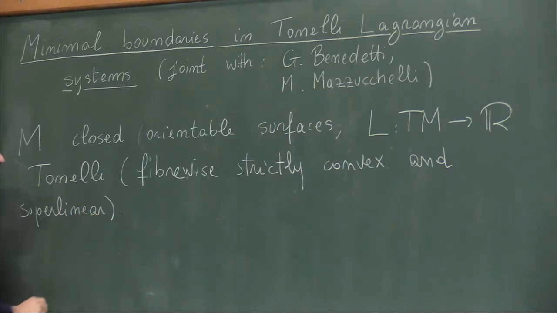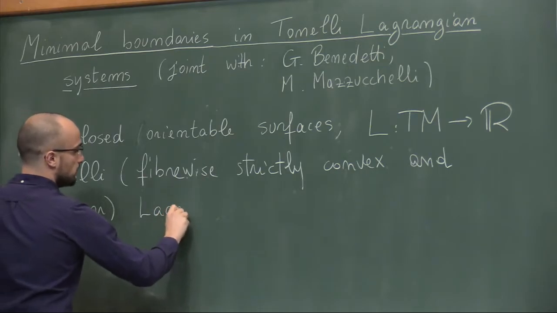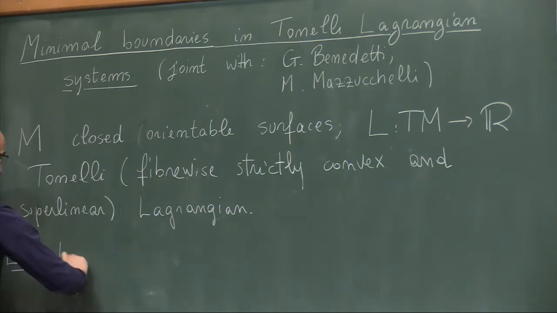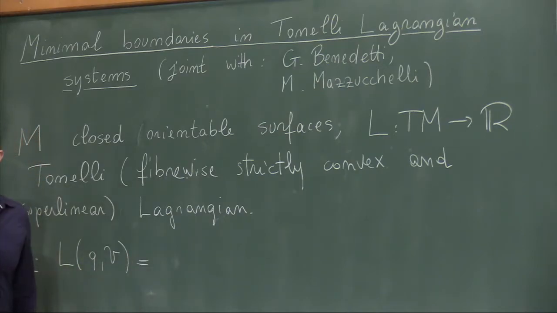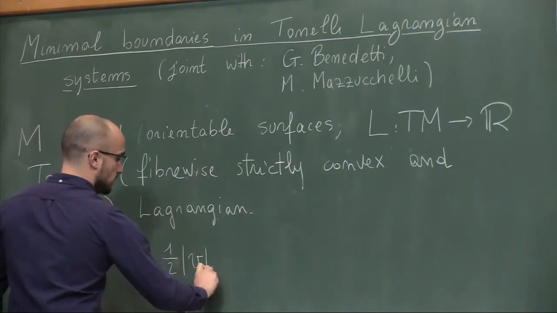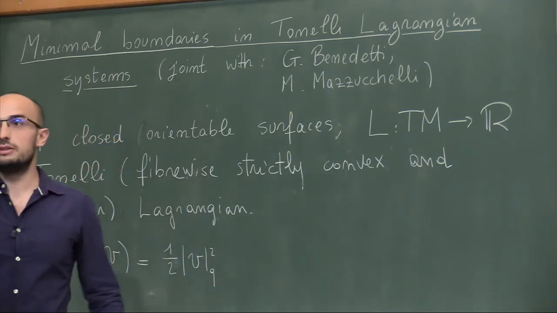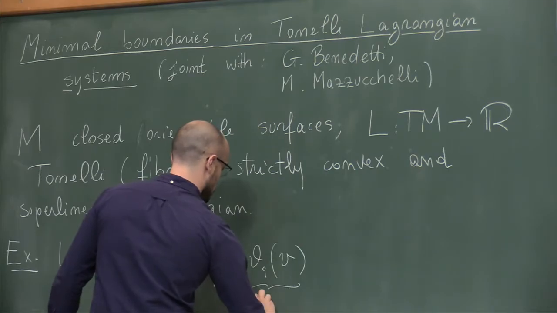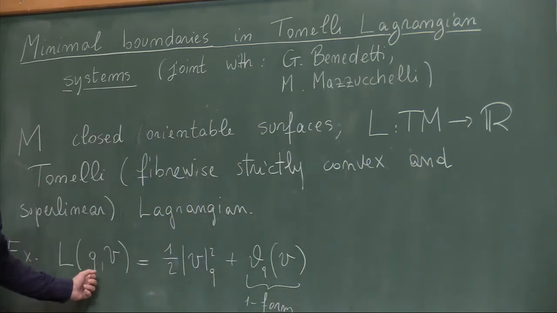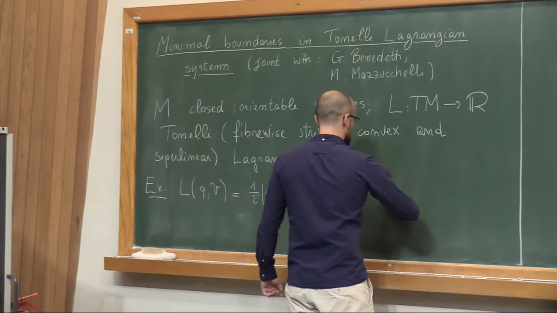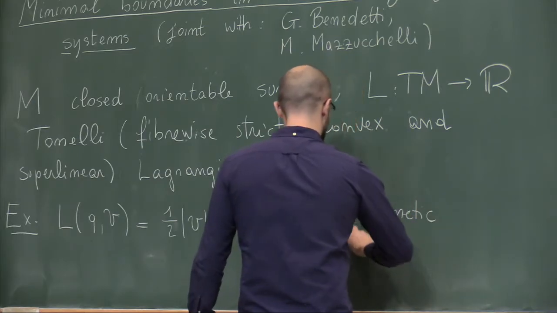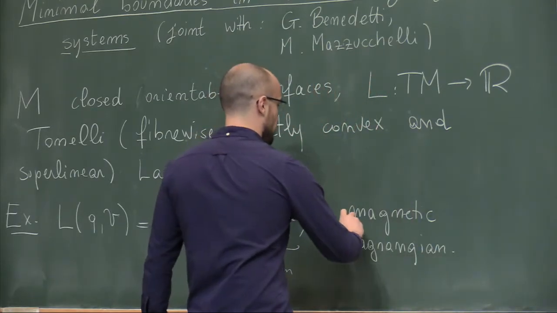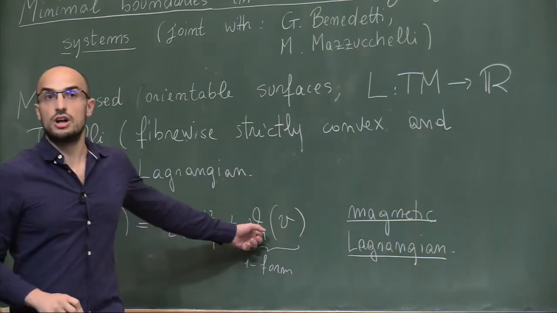A typical example of a Tonelli Lagrangian is a so-called magnetic Lagrangian. Magnetic Lagrangians are of the form 1/2 the norm of v squared, where this is the norm induced by a Riemannian metric, plus theta of v, where theta is a 1-form on M. Such Lagrangians are called magnetic Lagrangians because they model the motion of a charged particle in M under the effect of a magnetic field, which is represented by the differential of theta.